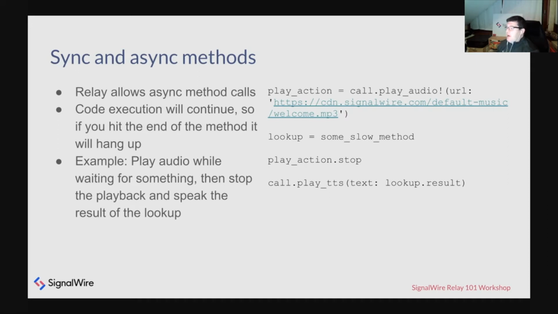The example on the right is a good use case. We're playing some audio asynchronously. As you can see, the async is marked by the bang at the end of the method name. And the lookup is populated with some slow method, which is just made up. Assume that some slow method is looking up your balance on a legacy system that's very slow. In this case, you can keep playing audio for the user until you've found whatever you need to.